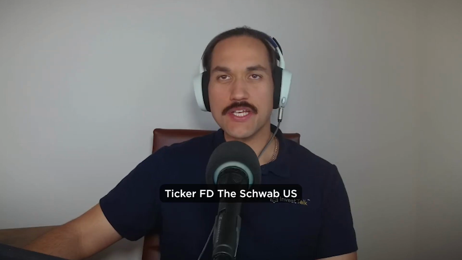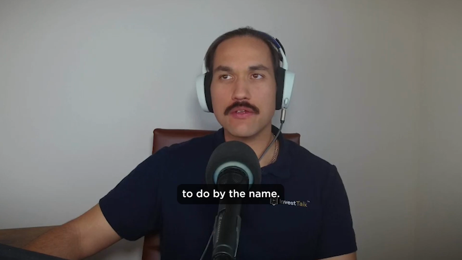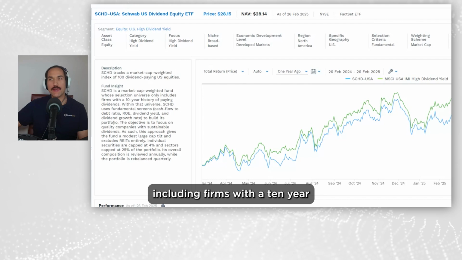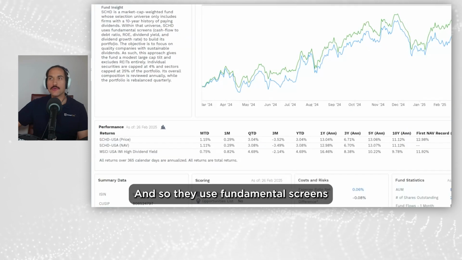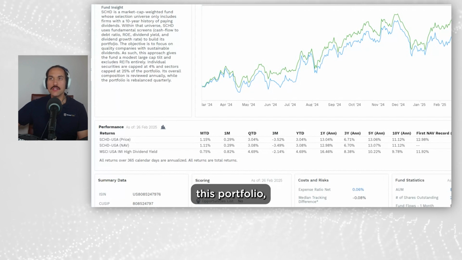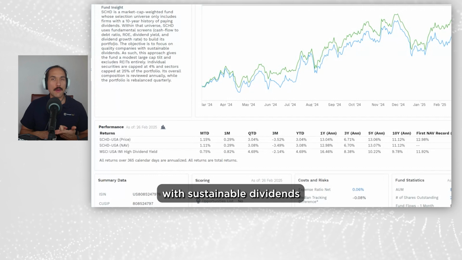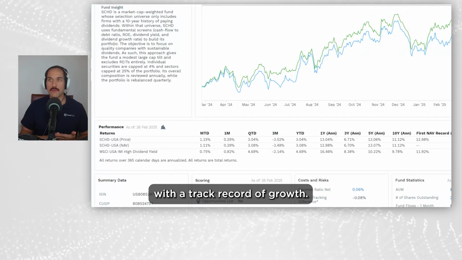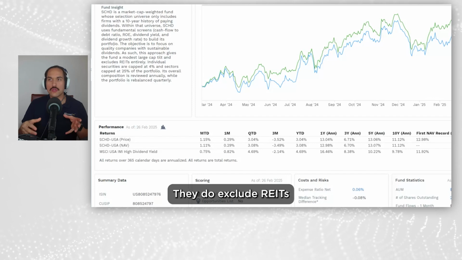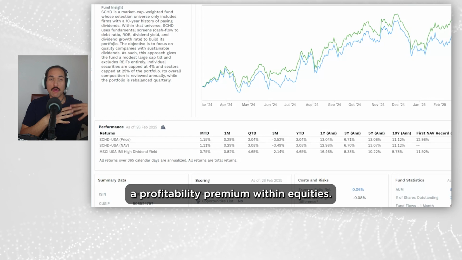Ticker SCHD, the Schwab U.S. Dividend Equity ETF, does exactly as you would expect it to do by the name. It's a market cap weighted fund who selects a universe only including firms with a 10-year history of paying dividends. And so they use fundamental screens like cash flow to debt ratio, like ROE, to essentially build this portfolio with the objective being investing in quality companies with sustainable dividends with a track record of growth. And so because of this, as you'd expect, with a tilt towards large caps, they do exclude REITs because this is really just trying to target a profitability premium within equities.